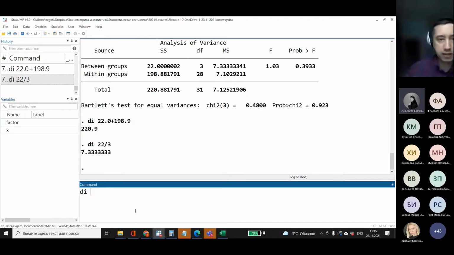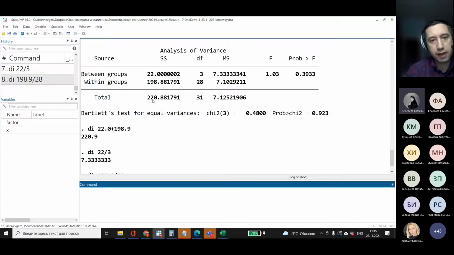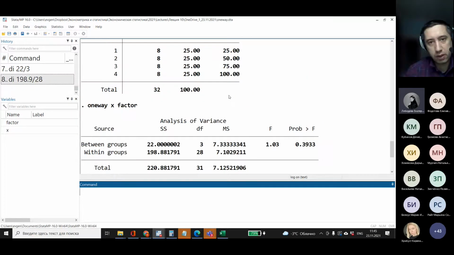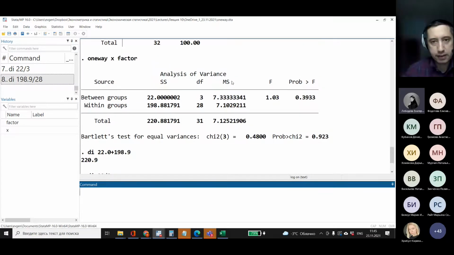And also we can divide this number by this number. For instance, this one by 28. Again, almost the same. And if I divide this number, I will get this number. Okay, we have 2. This is MSB, MSW, likewise in my lecture.